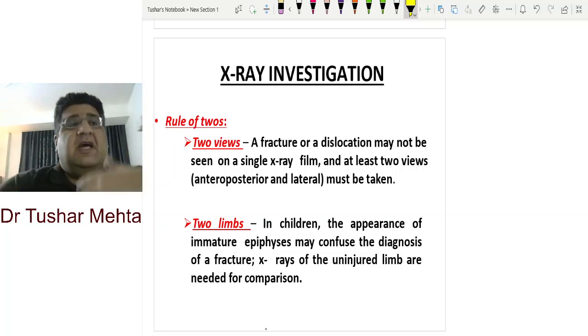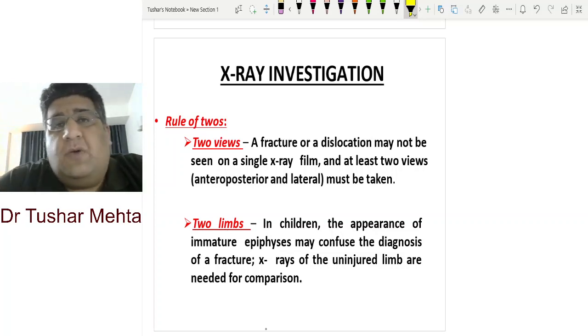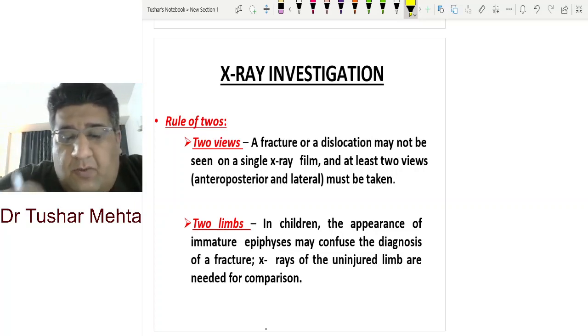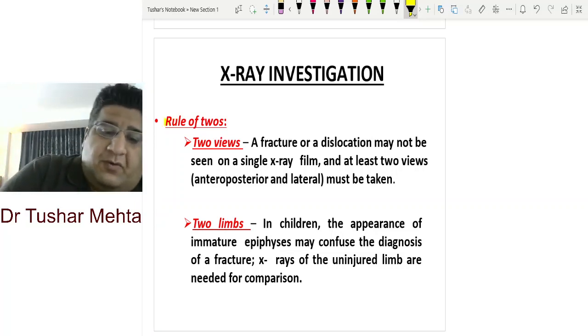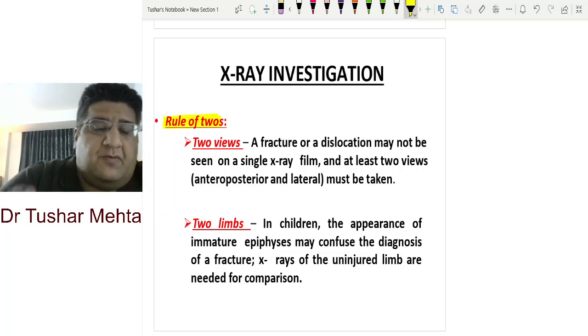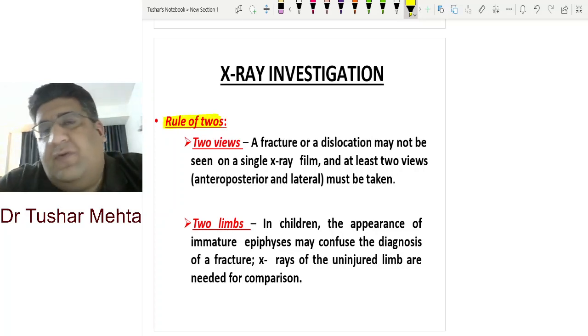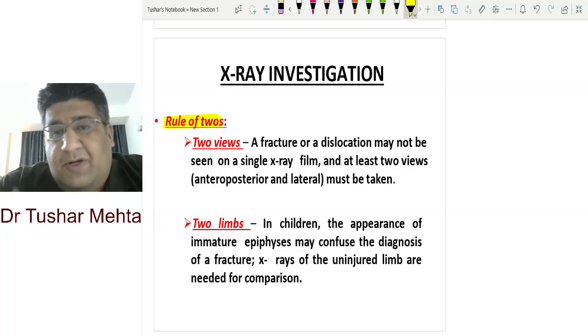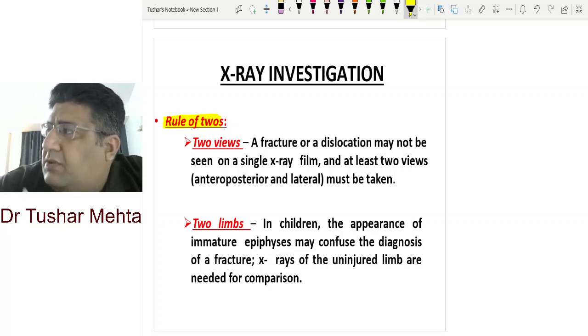Now when we ask for an X-ray, there is a rule of 2 that we follow. I'll tell you what this rule of 2 is, because this is very important for all of you. It is a big rule, an important and interesting rule, usually asked in MBBS final year and MBBS viva exams as well. In the rule of 2, the first thing is 2 views.